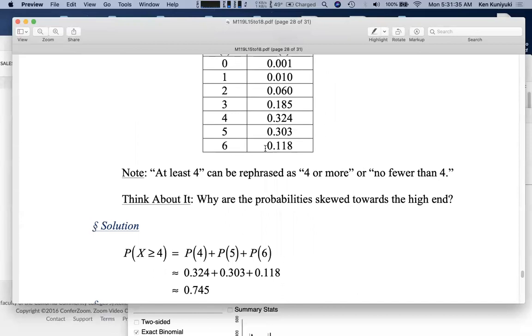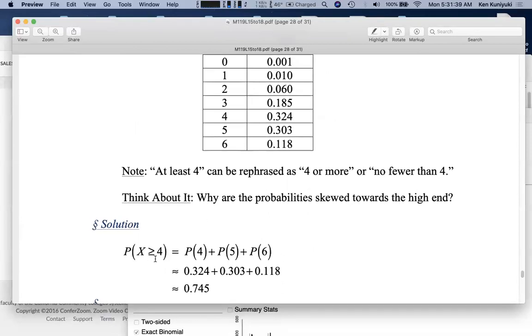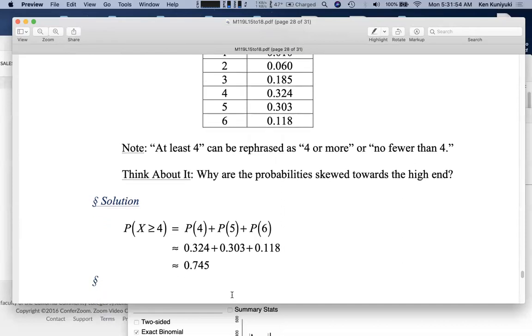Again, these probabilities are fairly high because Senator Smith is popular. The probability that X is at least 4 is P of 4 plus P of 5 plus P of 6. We add up these 3 probabilities, we get 0.745. So about a 3 in 4 chance that at least 4 people in the group of 6 like Senator Smith. And that would be fair for a homework or exam question.